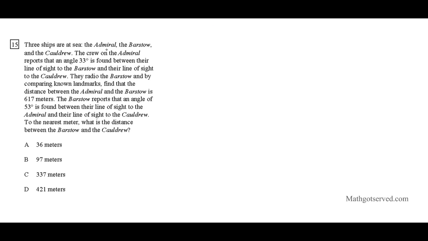Question 15 says 3 ships are at sea: Admiral, Barstow, and Cauldron. The crew of Admiral reports that an angle of 33 degrees is found between the line of sight to Barstow and the line of sight to Cauldron. So it looks like we have 3 points here. Let's go ahead and draw 3 points, not drawn to scale, obviously. I'm going to let A represent Admiral, B represent Barstow, and C represent Cauldron.